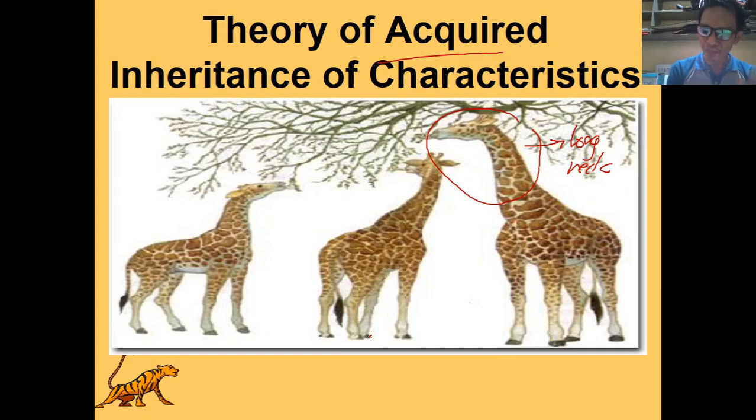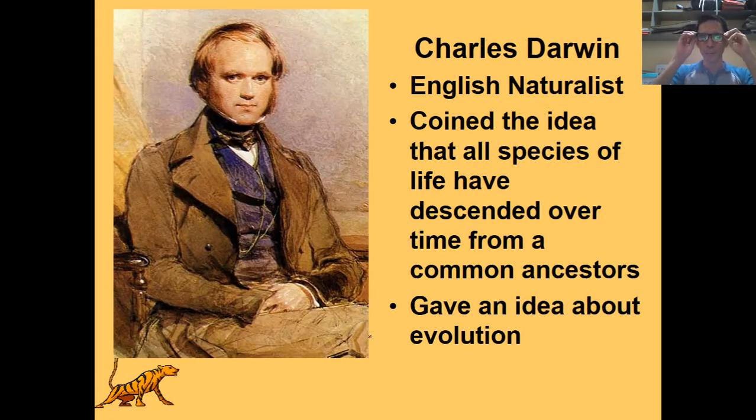Okay, so with that, there's another biologist by the name of Charles Darwin. He made some important discoveries regarding how organisms tend to change over time. He coined the idea that all species of life have descended over time from a common ancestor. So in this particular research, he gave the idea that all organisms here on Earth have one common ancestor, or all organisms of different sizes and shapes have one common ancestor.